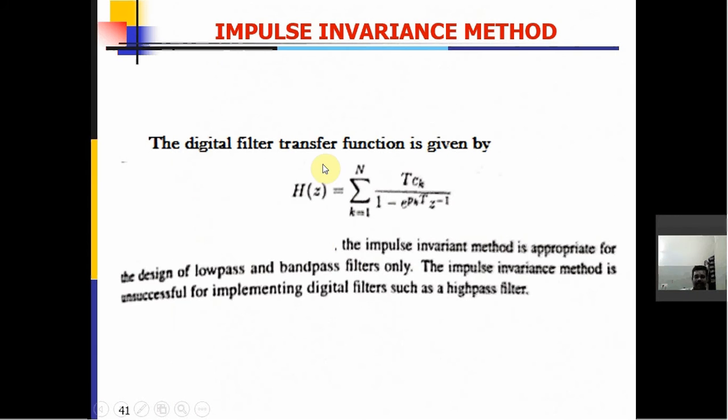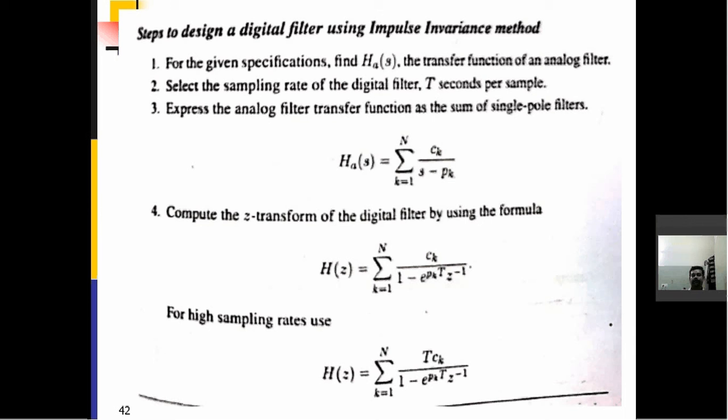The digital filter transfer function is given by H(z) equals summation of k equals 1 to N, T c_k divided by 1 minus e to the power p_k T z inverse. The impulse invariant method is appropriate for designing low pass and band pass filters only. The impulse invariance method is unsuccessful for implementing digital filters such as high pass and band reject filters.